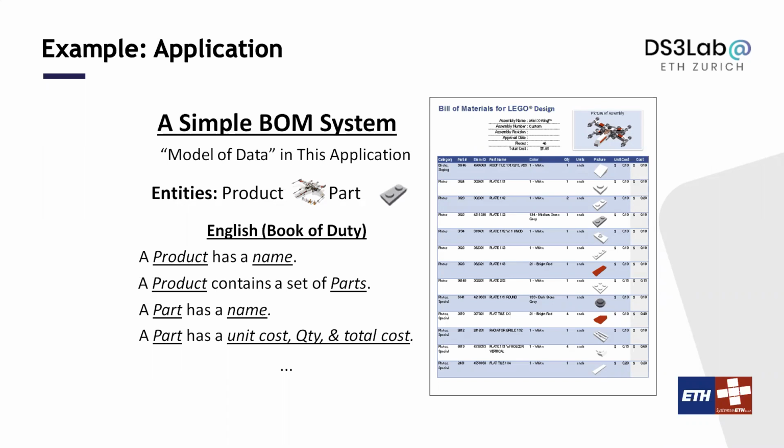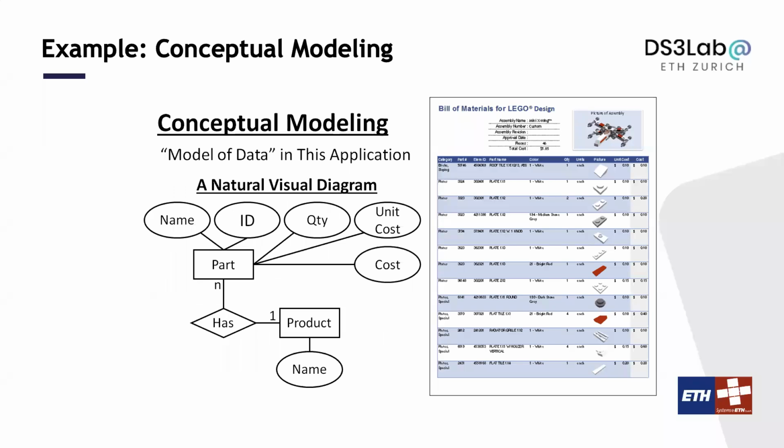To really build the application, you need to turn that into something machine understandable, right? And one way to do that in the conceptual modeling part is by drawing an entity relationship diagram that looks like this. In the last lecture, we talked a little bit about some basic concepts in doing this via this kind of diagram. And we also talked about its formal semantics.